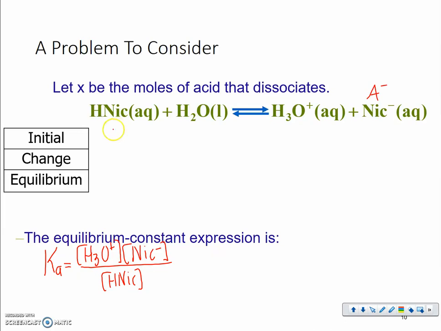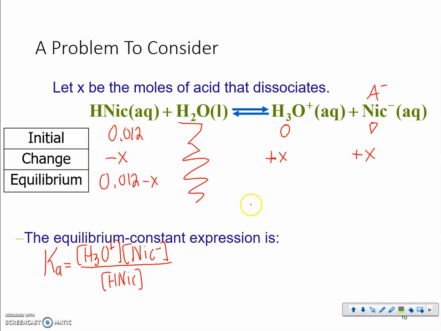So my initial concentration, which was given to us in the question, is 0.012. Water, we don't even care about because it's not going to change. And then our initial concentration of our two products are both 0. These go down by 1 mole, up by 1 mole, since the coefficients are 1 for all of these things. So now let's plug those values into our Ka expression. X times x is x squared.